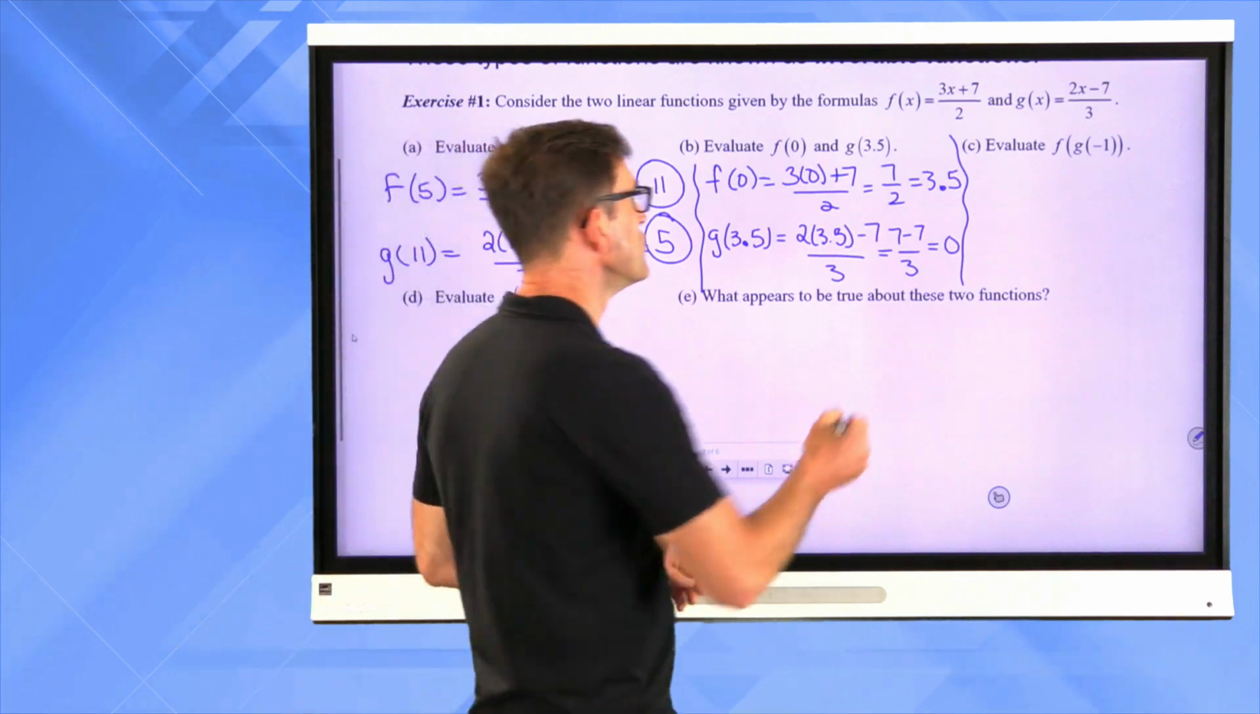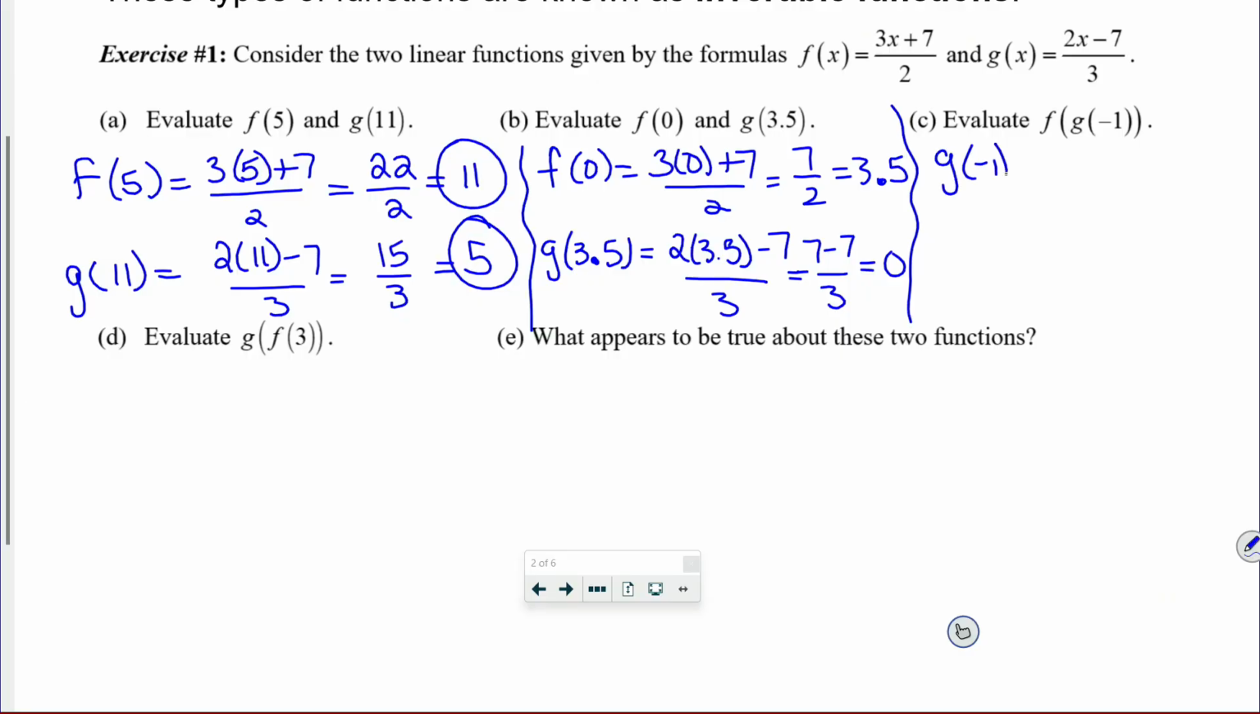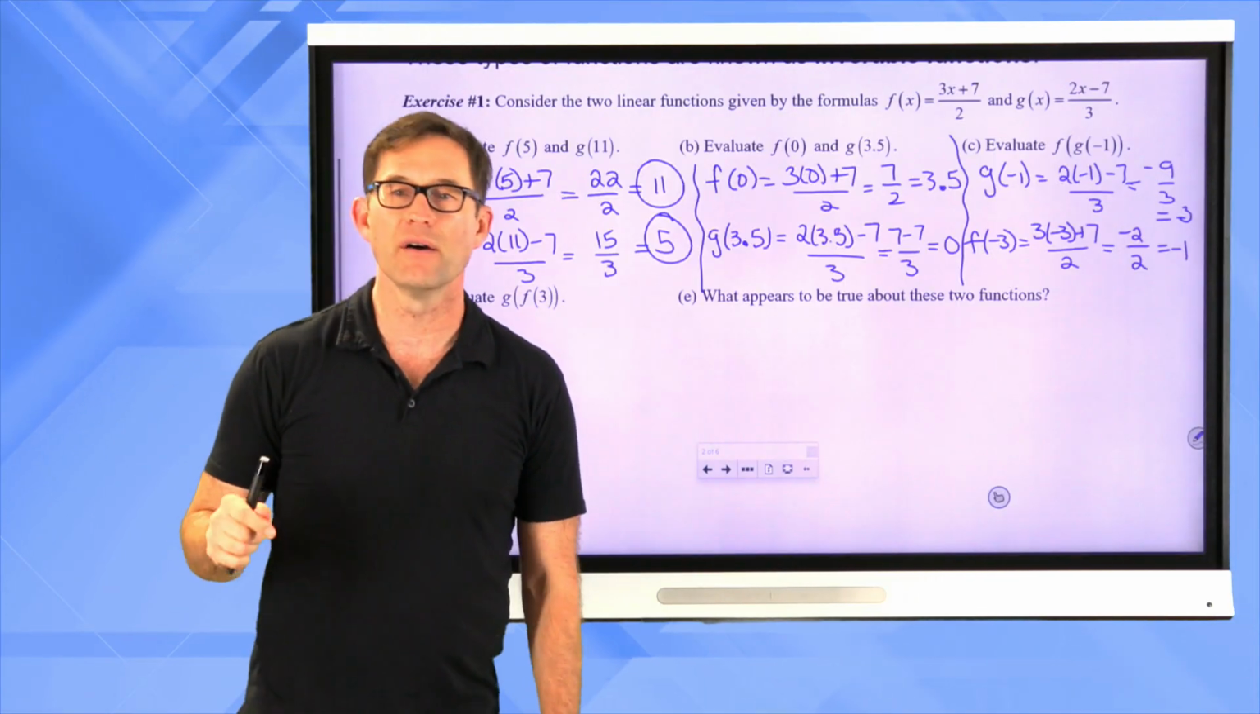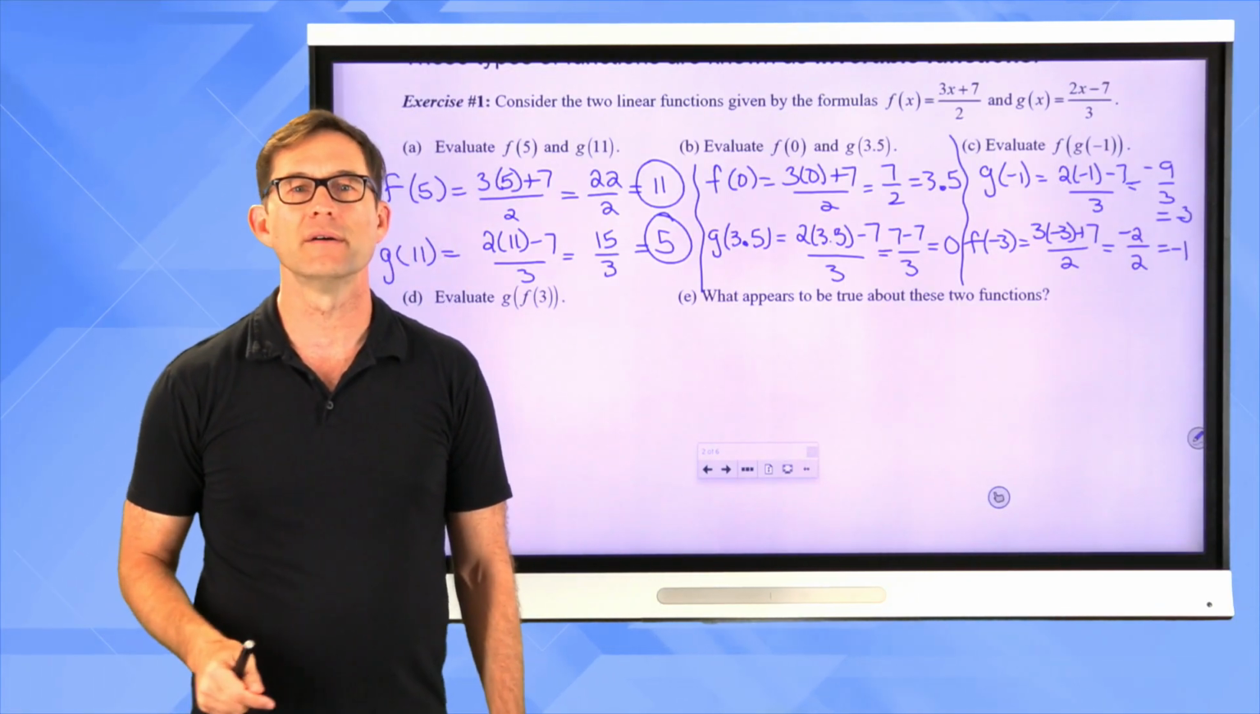All right, well, let me first do g of negative 1. So that's going to be 2 times negative 1 minus 7 over 3. That's going to be negative 9 over 3. And that's going to be equal to negative 3. Negative 3. Boy, it just barely fits. f of negative 3 is going to be 3 times negative 3 plus 7, all divided by 2. That's going to be negative 9 plus 7, which is negative 2 divided by 2. And that's negative 1. So f of g of negative 1 is negative 1.